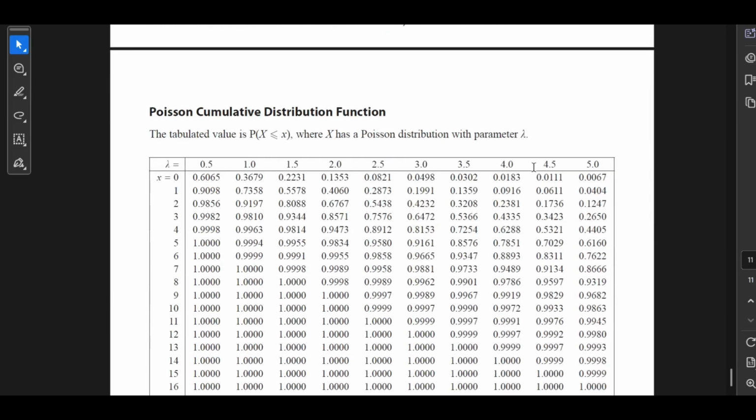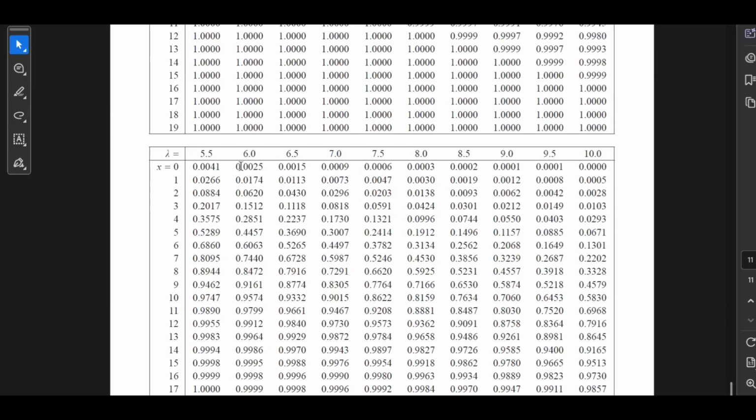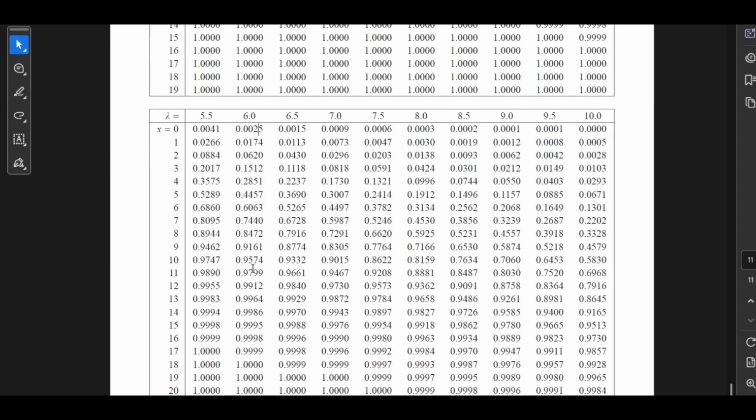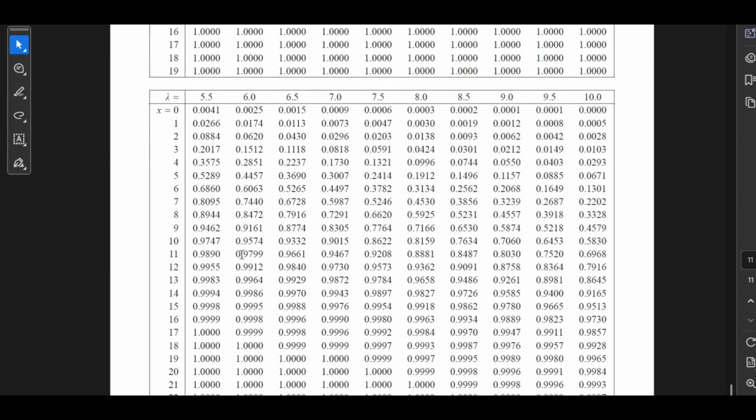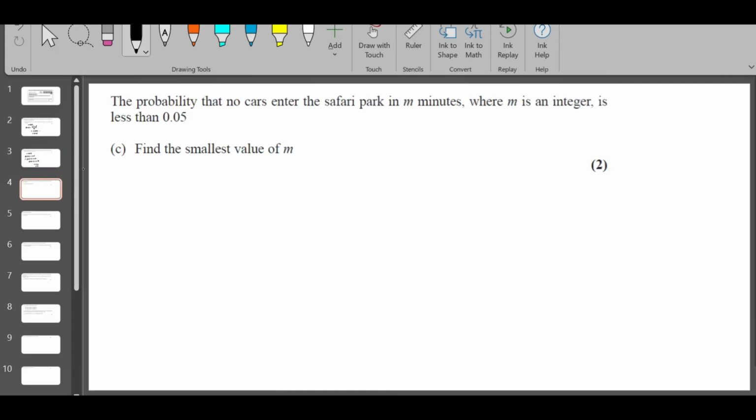Okay, here is the lambda value. Here is lambda equal to 6, the second column. We need to look at the values that are bigger than 0.95. That's 10, 11, all these values. So the smallest value is 10, right? So you need to write n minus 1 is equal to 10, n is equal to 11. That's all. Part C now.